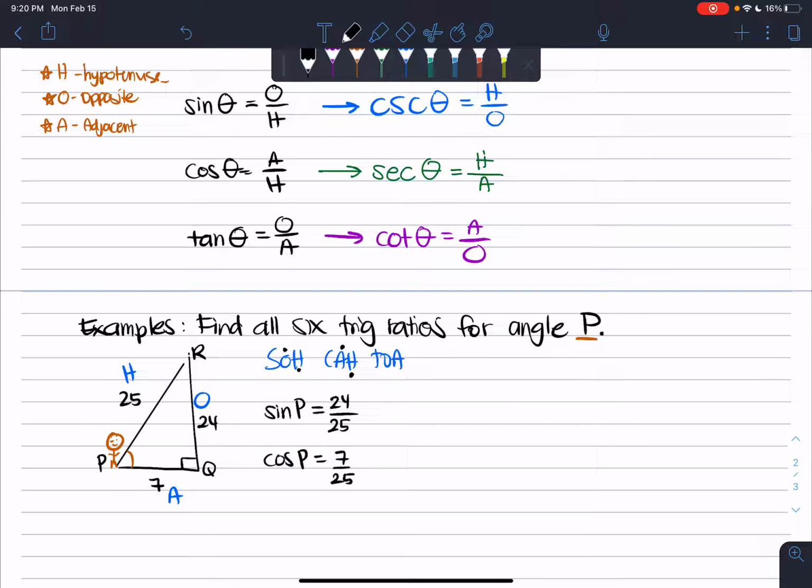And finally, tangent of P is going to be O over A. So opposite O is 24 over adjacent A, which is 7. All right, cool. Now that we've got the first 3 trig ratios, now we can figure out cosecant, secant, and cotangent.